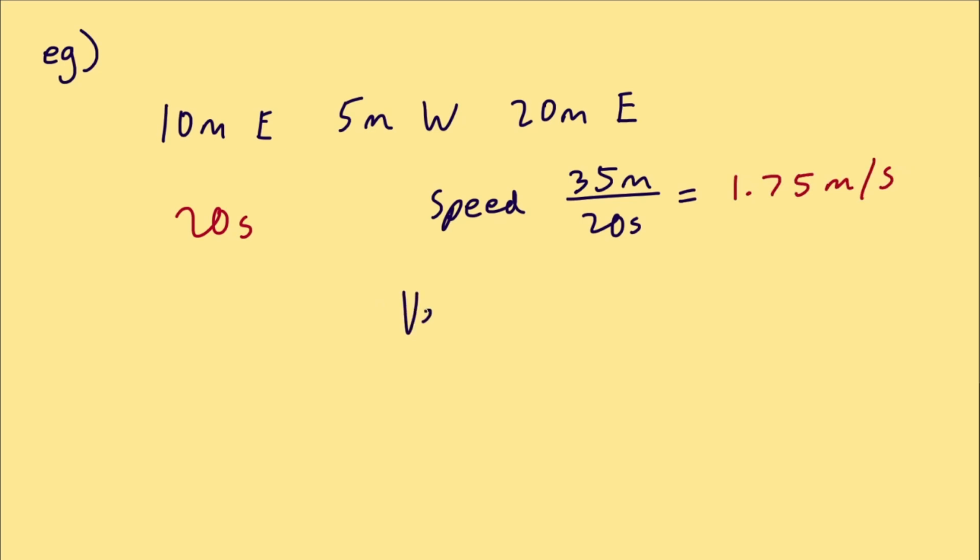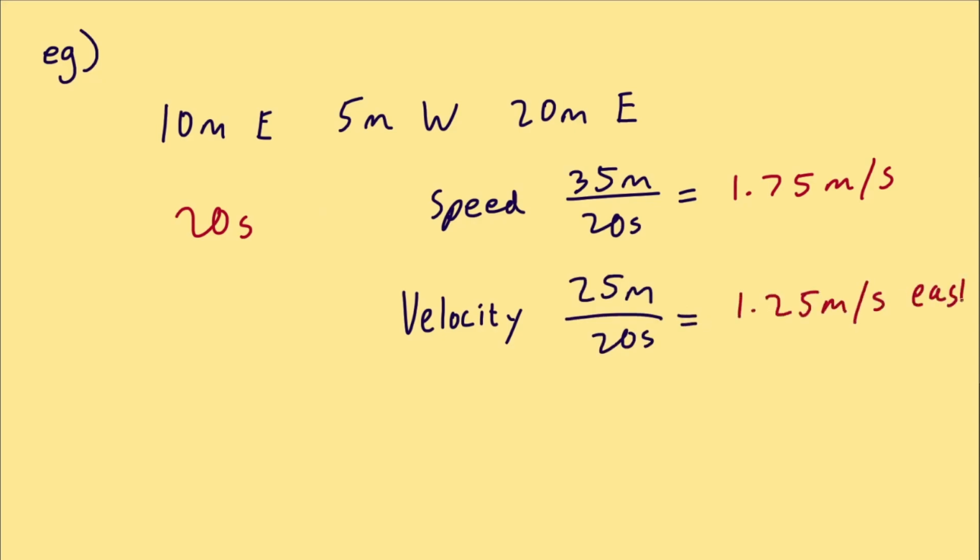However, your velocity is displacement over time. Your displacement, so how far you are from the starting position, is only 25 meters. So that means your velocity is 1.25 meters per second east. And here's something to remember. Velocity will always take the direction of your displacement.